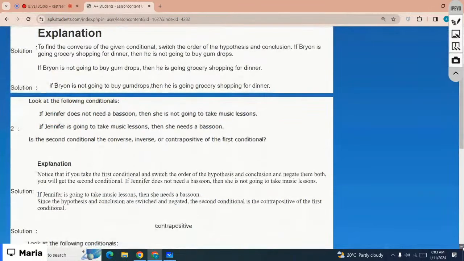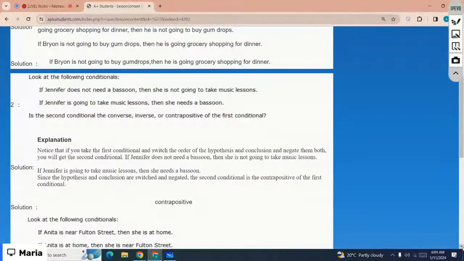The other example is, look at the following conditional. If Jennifer does not need a basin, then she's not going to take music lessons, right? If Jennifer is going to take music lessons, then she needs a basin. Is the second conditional the converse, inverse, or contrapositive of the first conditional? Basically, you have to see, is this inverse, converse, or contrapositive, right?